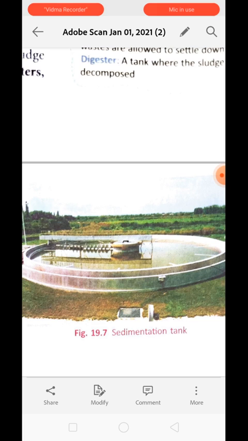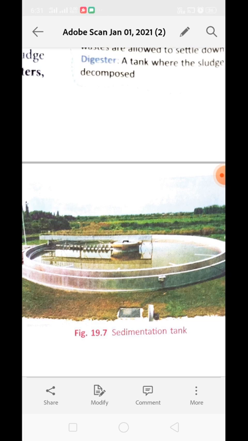The sludge collected is sent to a separate tank which is known as a digester. The digester is a place where this sludge is decomposed by anaerobic bacteria, and over here biogas is formed. The biogas is released in this process, and the water is now clarified water.